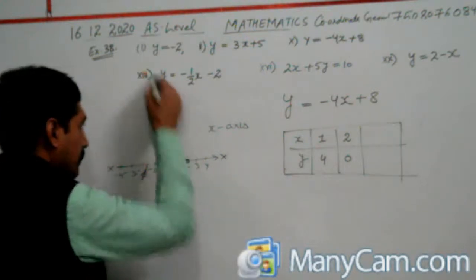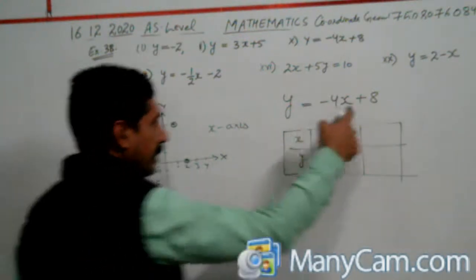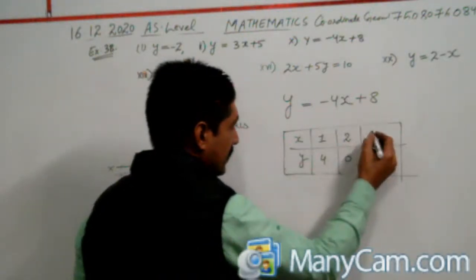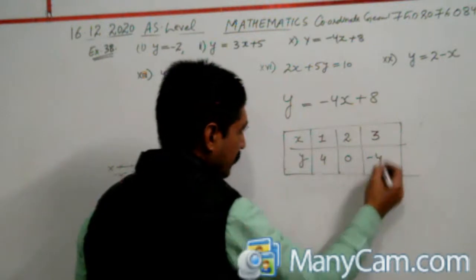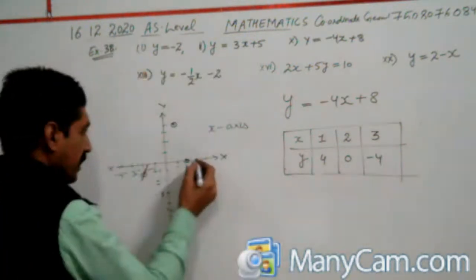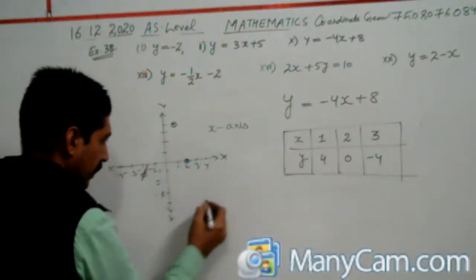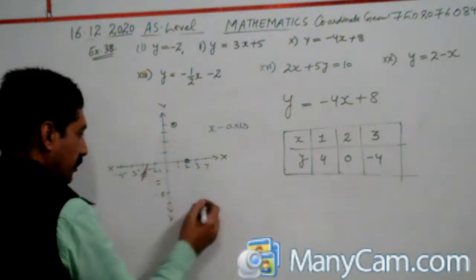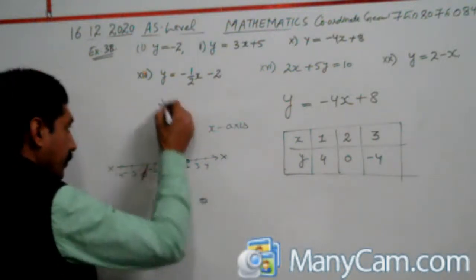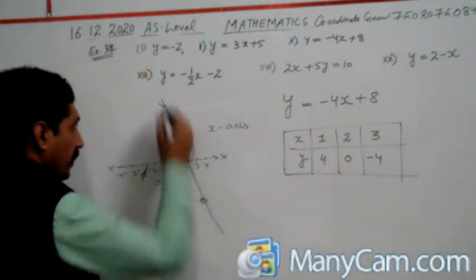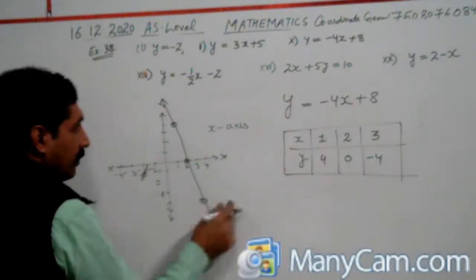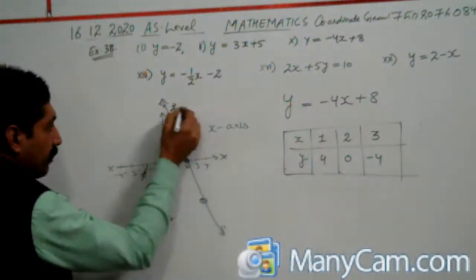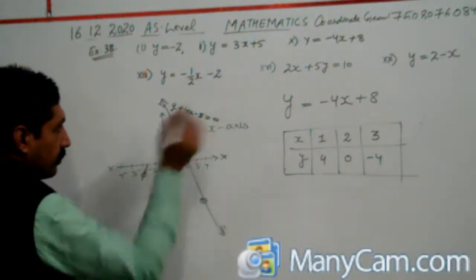So all points will lie on the same line. If I take x is 3, then y is minus 4. See, all these points must lie here on the line, and this is the equation of the line, that is y is equal to minus 4x plus 8, or we can write 4x plus y minus 8 is equal to 0.